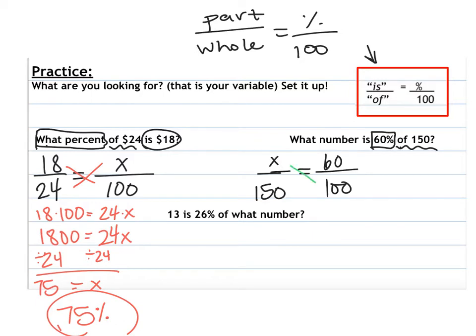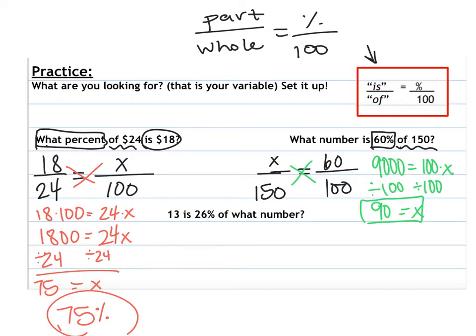Cross multiply to solve again. So we will have 60 times 150, which is 9,000, equals 100 times x. Divide both sides by 100. So 9,000 divided by 100 is 90. So your answer would be 90. On the target check, you would just enter in 90.